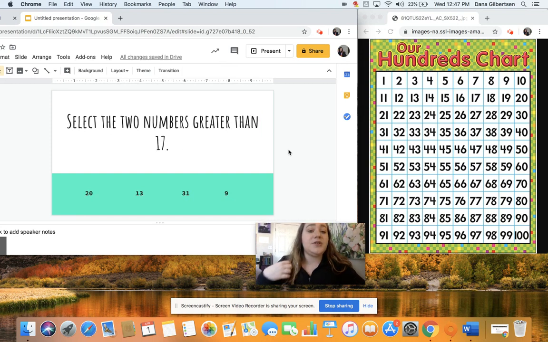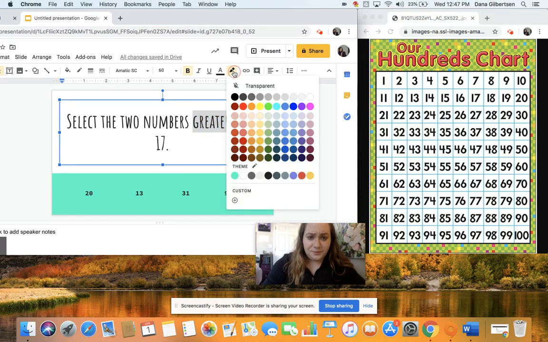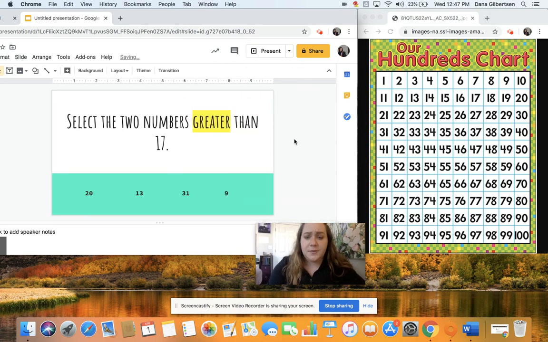It says select the two numbers that are greater than 17. Greater means bigger. Good. So select the two numbers that are greater than 17. Find 17 on the hundreds chart for me. Good, right here. Your first one is the number 20. So now go ahead and find the number 20 on the hundreds chart. Right here, good. Is 20 greater than 17?